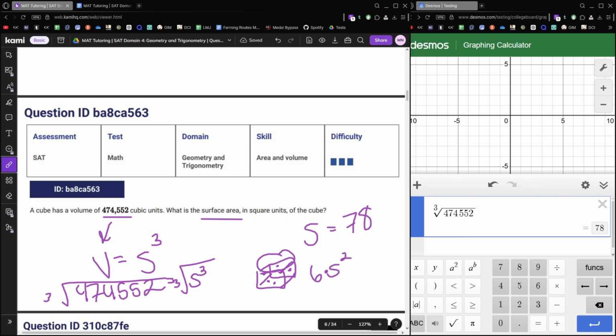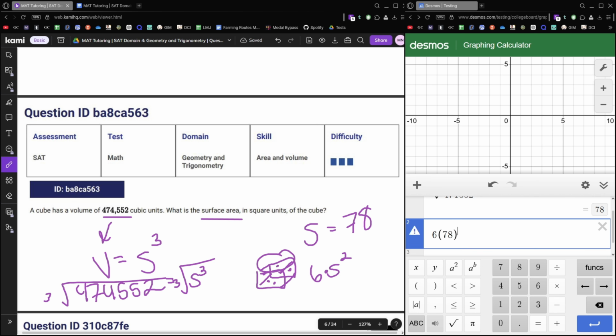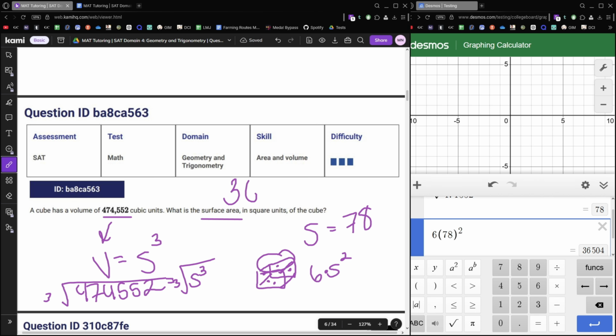Alright, let's go ahead and plot this in Desmos. 6 times 78 squared. We get our answer will be 36,504.